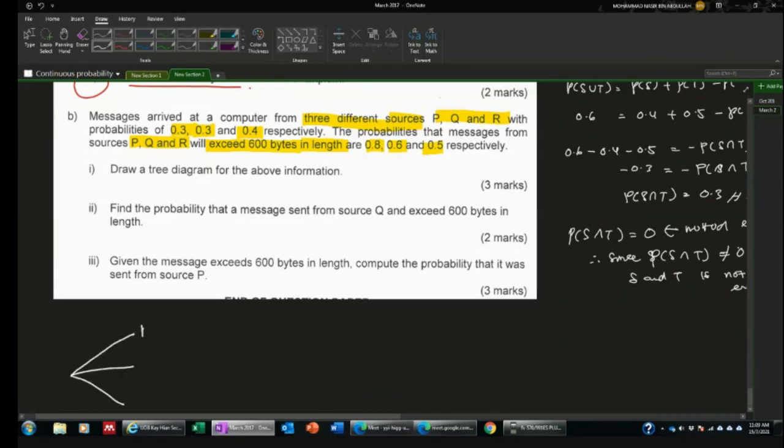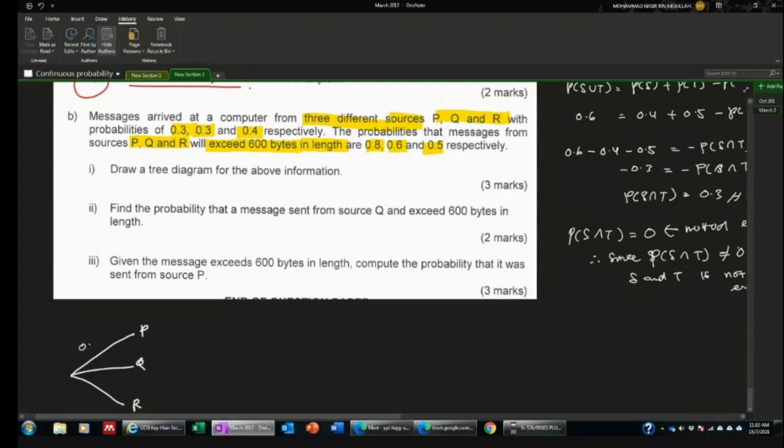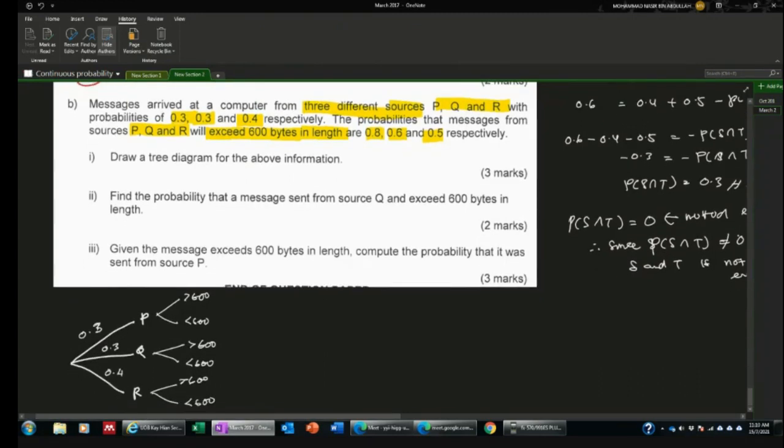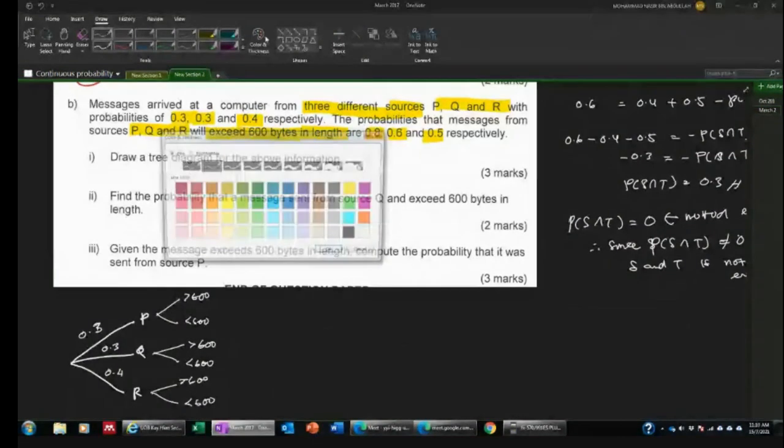So we have 3 sources, which are P, Q, and R. For P is 0.3, and Q is also 0.3. R is 0.4. So the total should always be equal to 1. So we have 2 possibilities: either more than 600, or less than 600. More than 600, less than 600. More than 600, less than 600.